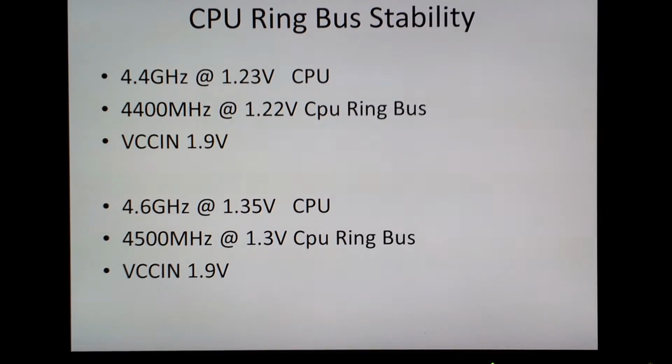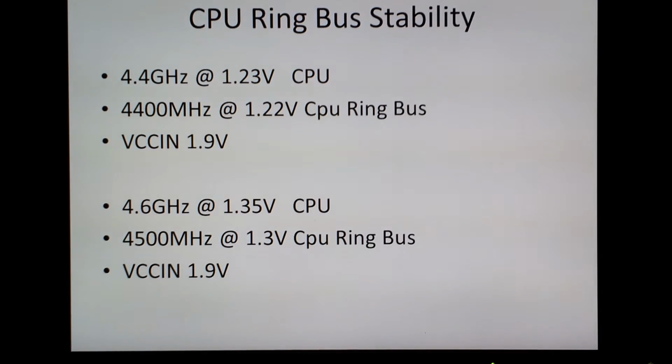Here's a couple examples of processor and ring bus stability I have been able to achieve through my own testing. My 4.4 gigahertz overclock, I was able to get 20 hours stable at 1.23 volts. I was also stable on the CPU ring bus at a 1-to-1 ratio at 1.22 volts. These are the lowest possible voltages I could go as well. And then the processor input voltage, or VCCIN, was at 1.9 volts.